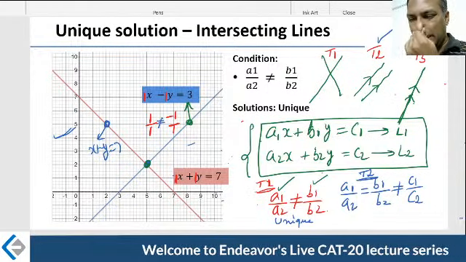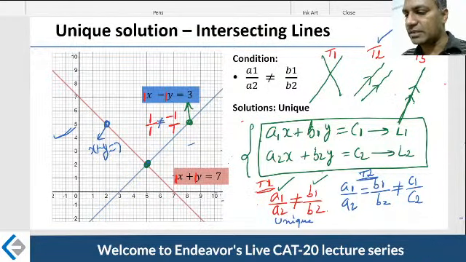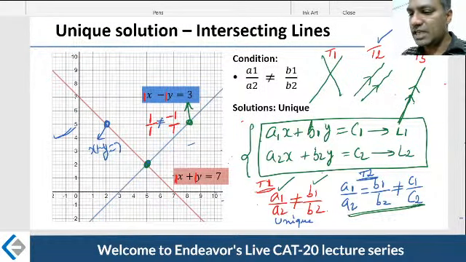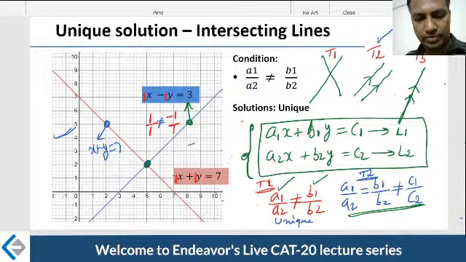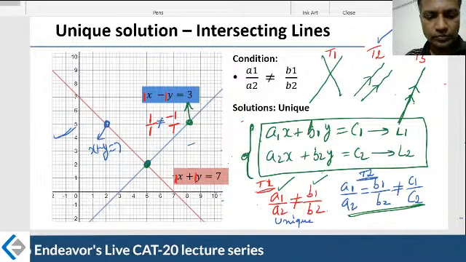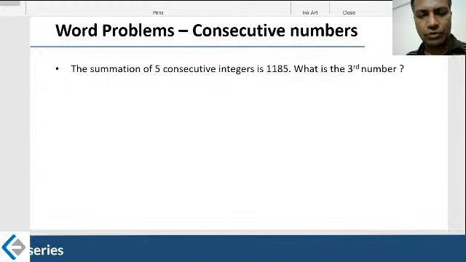Let's look at the type 2 line. Type 2 line is what? The parallel lines. This is the condition for parallel lines. Just keep these conditions in mind. I will show the next graph so that it will be much clearer to you what I'm talking about. So let's take a look at the next graph out here.